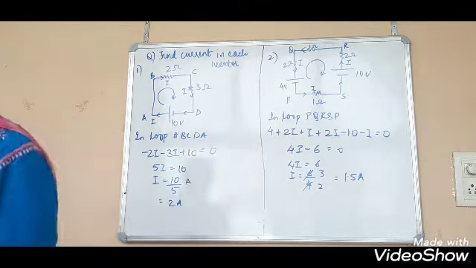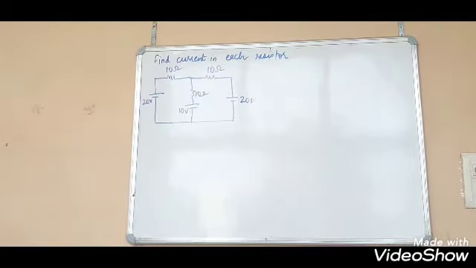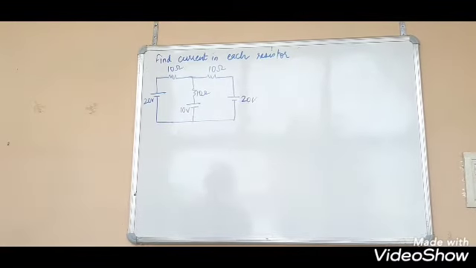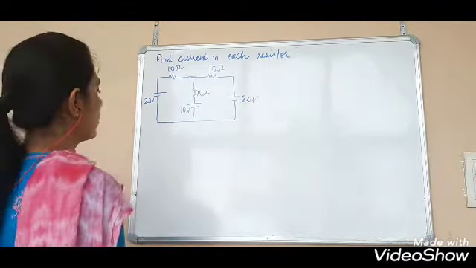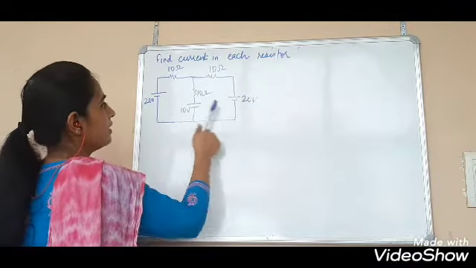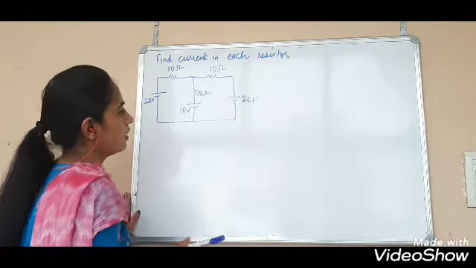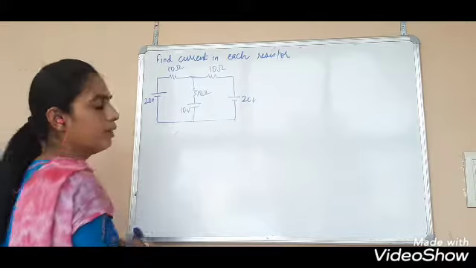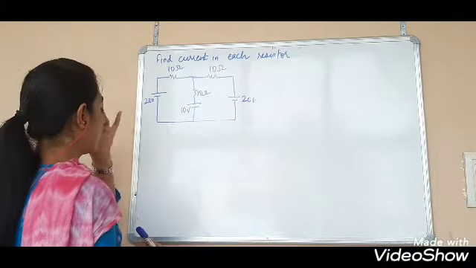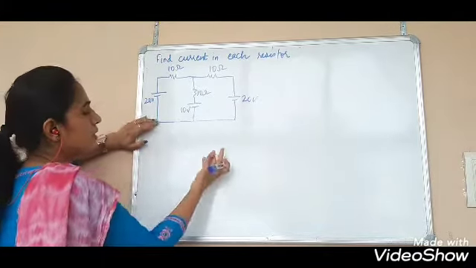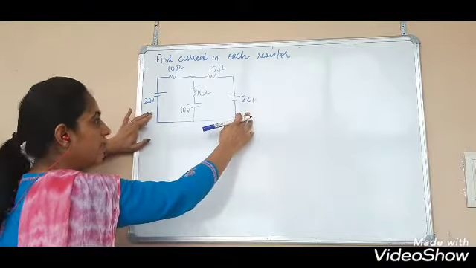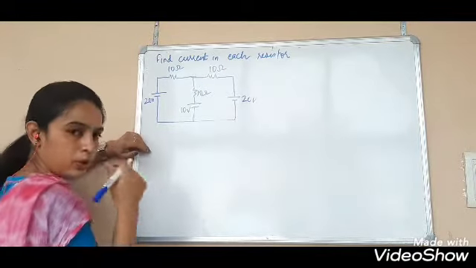Let's take more numericals. So the next question again says find the current in each resistor. Like you can see in this circuit, there are 3 cells and 3 resistors given. The first step is to draw current. The bigger cells are these 2, both of the same value, so you can draw current from both the cells.